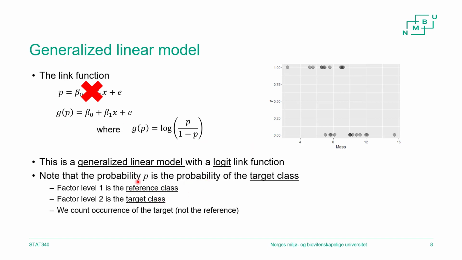Note here that the probability p is the probability of what I would call the target class. The one up here, right? The class that you sort of count heads, right? In your coin flipping.